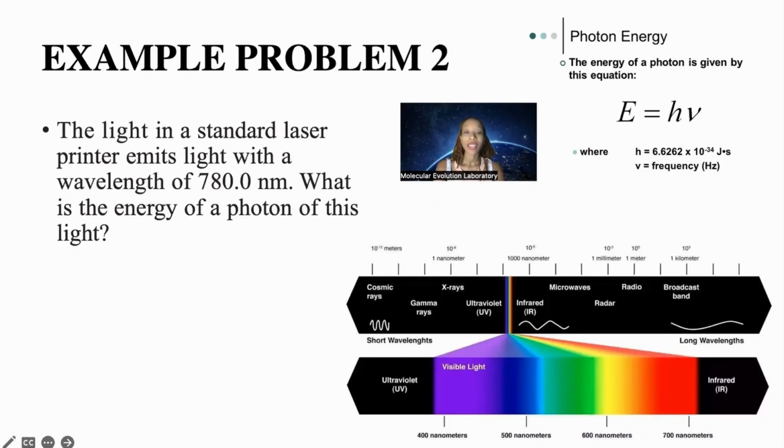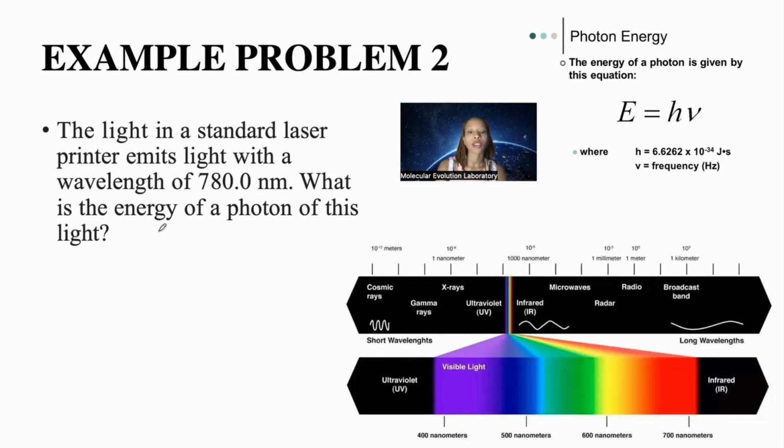All right, so here we have example problem 2. The light in a standard laser printer emits light with a wavelength of 780 nanometers. What is the energy of a photon of this light? And as we can see here, we have the equation for the energy of a photon, which is E equals Planck's constant times the frequency. Planck's constant is predefined and it is 6.626 times 10 to the minus 34 joule seconds, while frequency is in hertz.